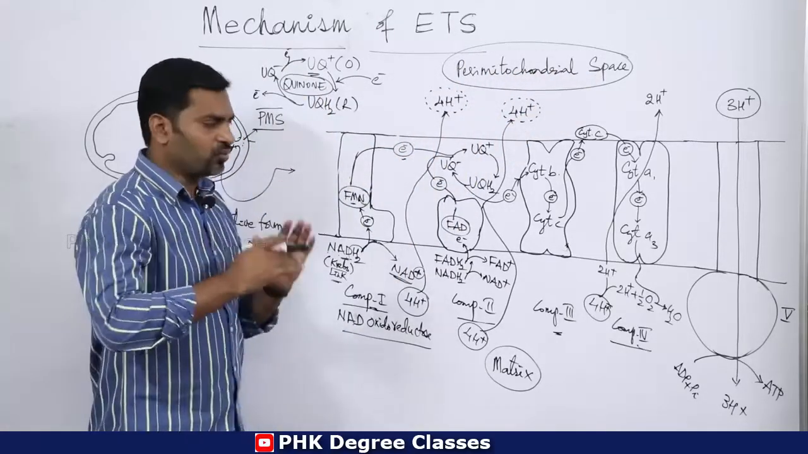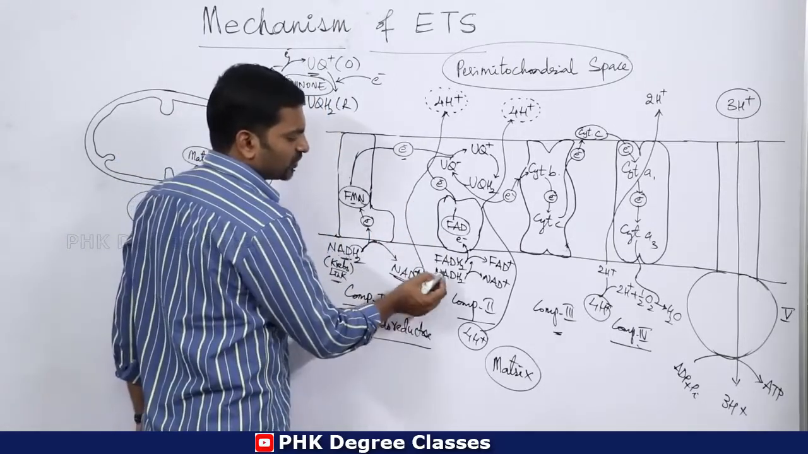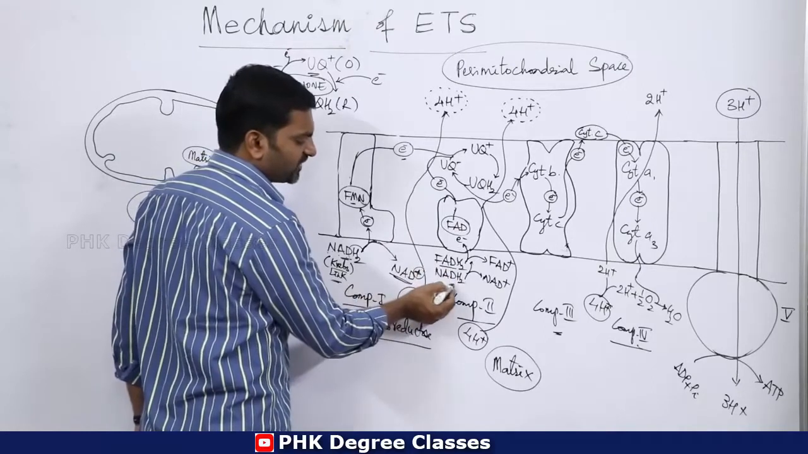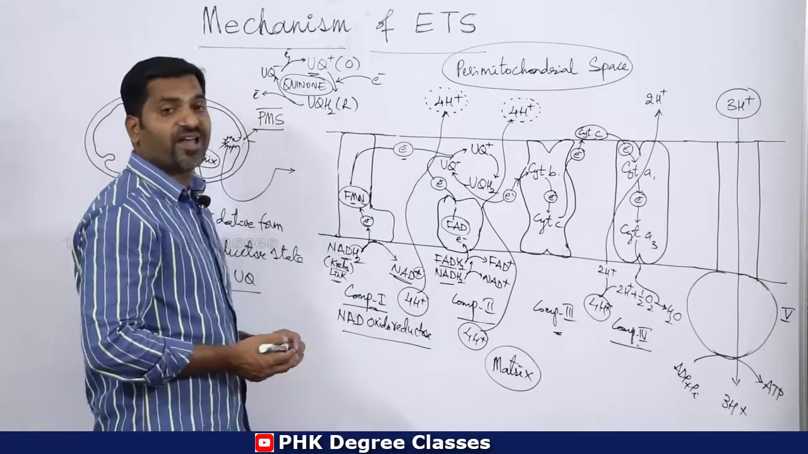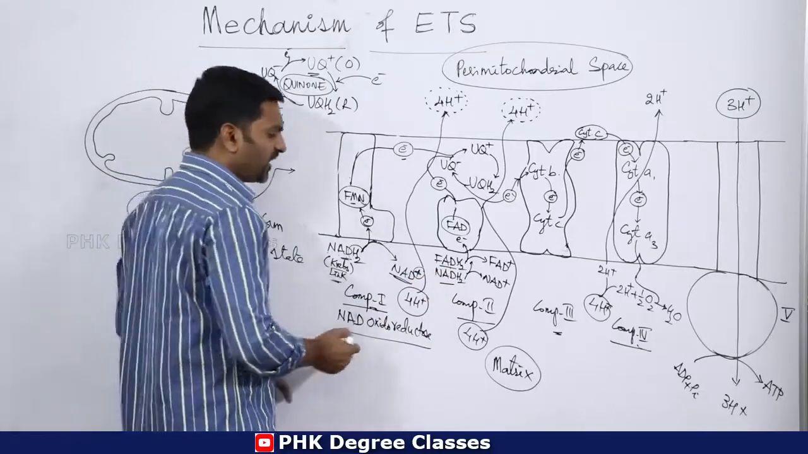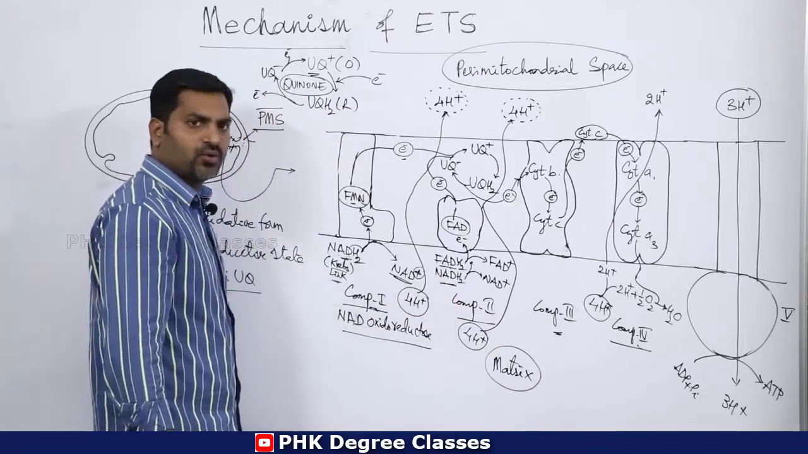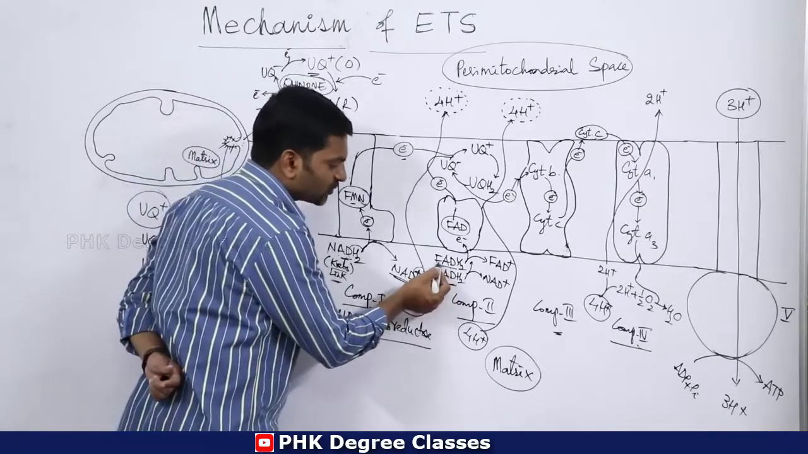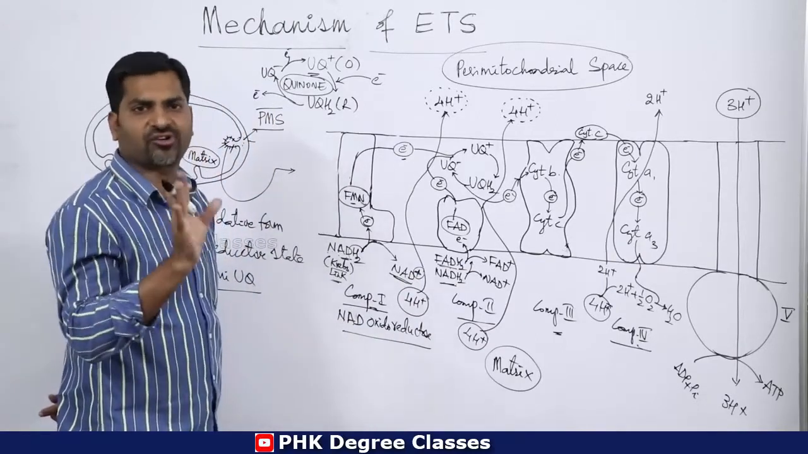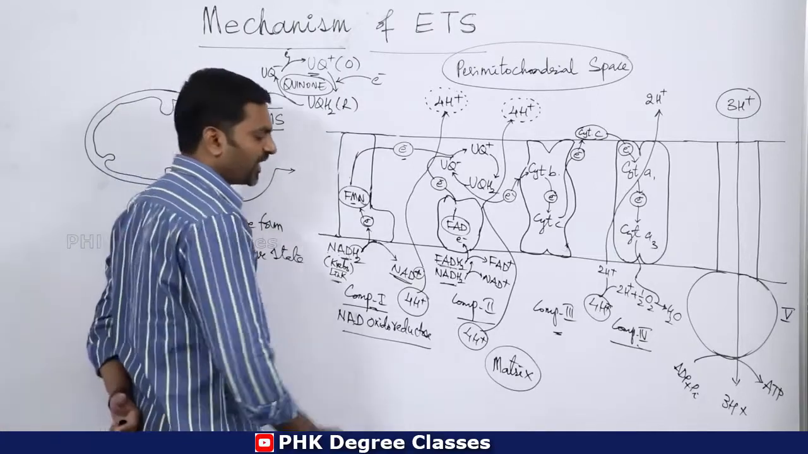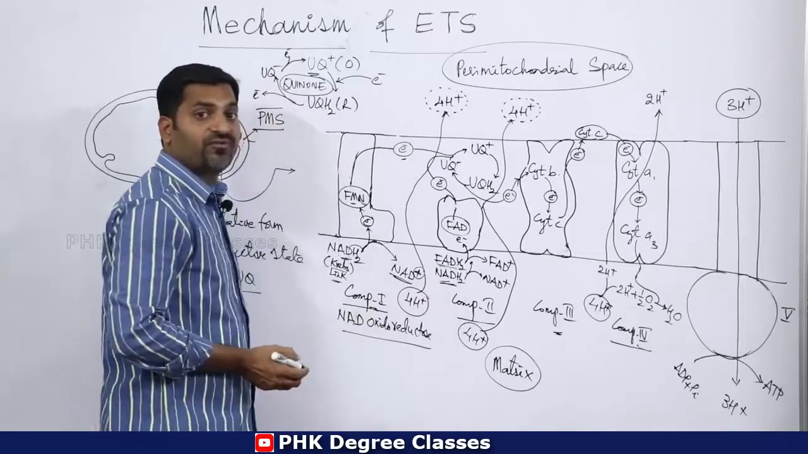Clear? Now we come to complex 2. At complex 2 you can have FADH2 and NADH2. FADH2 is nothing but the reduced form of flavin adenine dinucleotide. NADH2 we know very well, that is the reduced form of nicotinamide adenine dinucleotide. Clear? FADH2 is formed in the Krebs cycle. I have already told you the entire picture of the Krebs cycle in my previous session. So FADH2 is formed in the Krebs cycle and NADH2 in glycolysis.